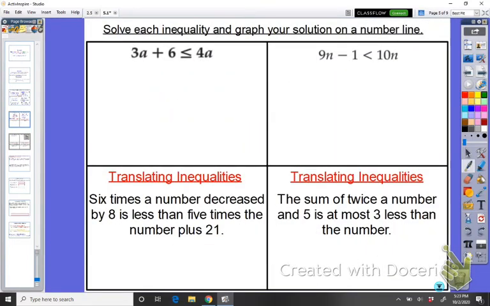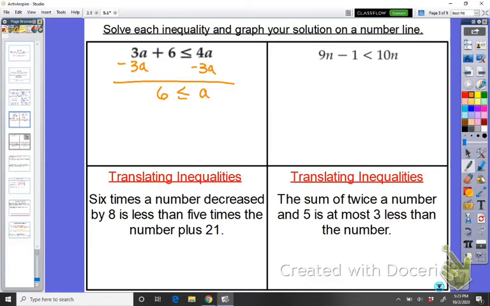Now I'm going to do the ones on the left, you're going to do the ones on the right. So let's look at this first one. 3a plus 6 is less than or equal to 4a. So just like equations, you want to get your a's to the same side. So you need to subtract 3a from both sides on this one. And 6 is less than or equal to 4a minus 3a, which is just 1a.